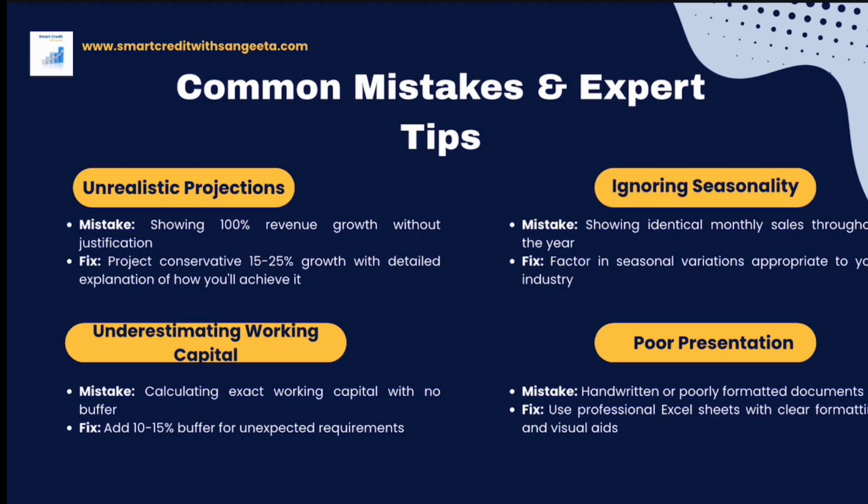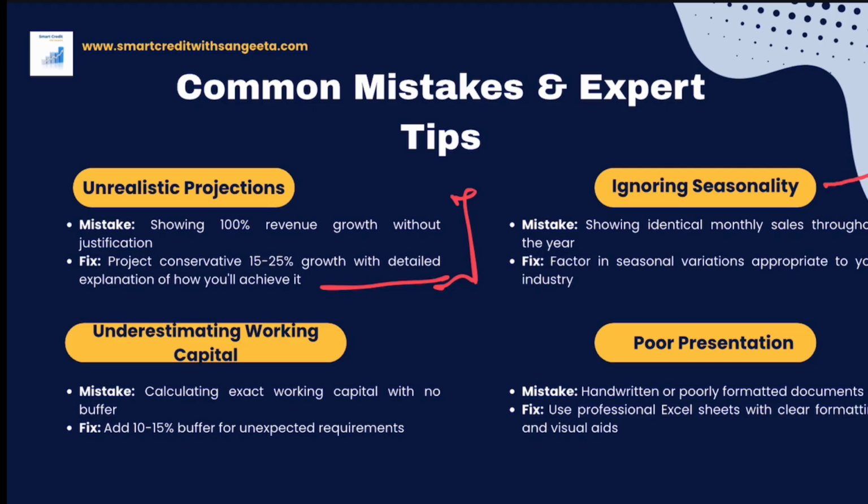How to fix it? Project conservatively. 15 to 25% growth is acceptable with a detailed explanation of how you will achieve it. You need to explain how you will achieve it. Maybe in some cases I have seen more than 100% revenue growth, where they get an unexpected order from the government that is confirmed and they require funds. So that is acceptable in exceptional cases, but not in every case.